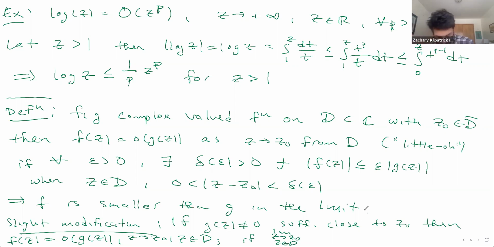Sorry for the squeeze here. The magnitude of f of z over g of z is equal to 0. So it just means that as I take the limit of this argument as z goes to 0, the magnitude of g of z will dominate and push this ratio down to 0 in that limit. So that's my little o notation.